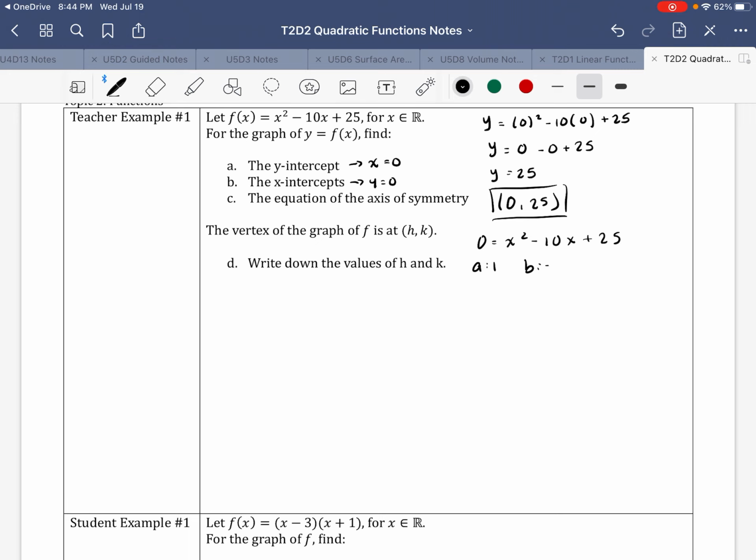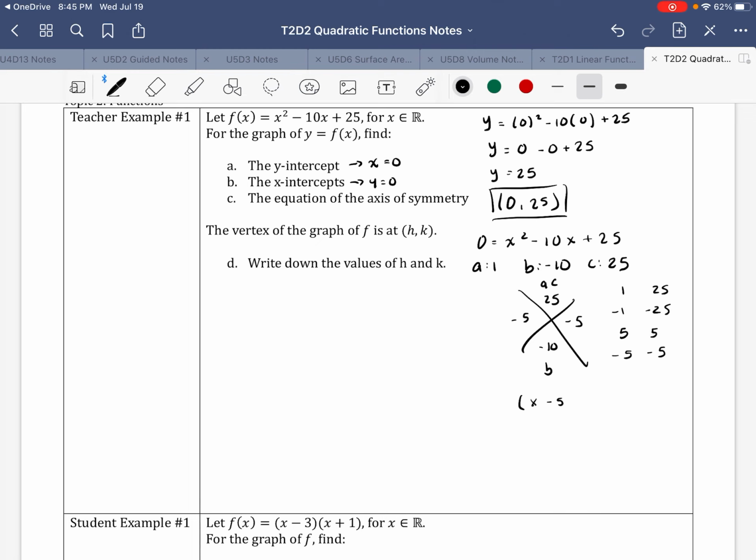I know a is 1, b is negative 10, c is 25. And my a times c is going to be 25, and my b is negative 10. So what are my factors? 1 times 25, negative 1 times negative 25, 5 and 5, negative 5 and negative 5. And negative 5 plus negative 5 gives me negative 10.